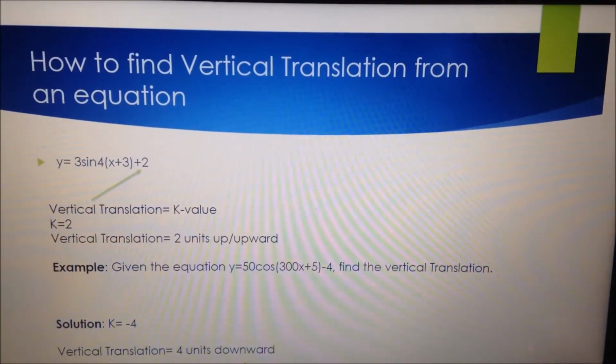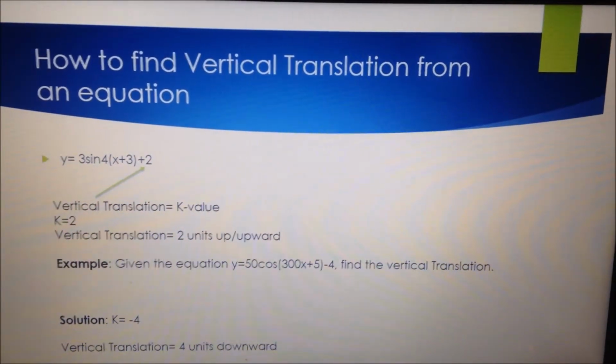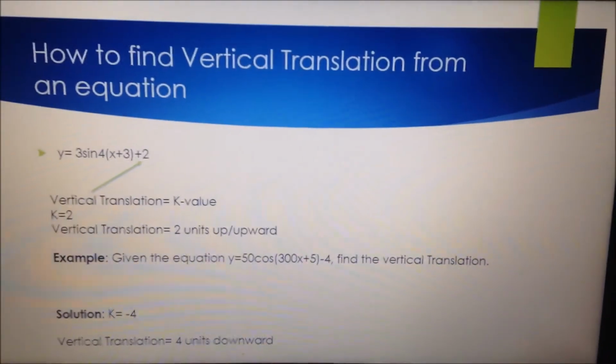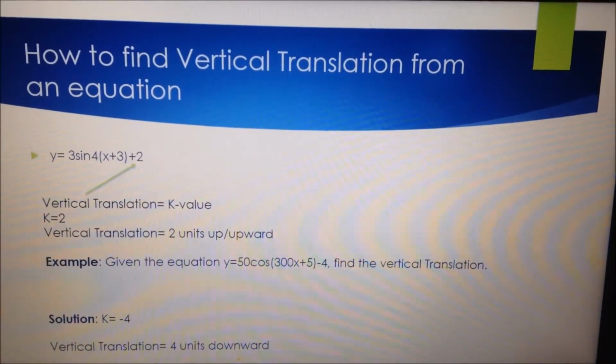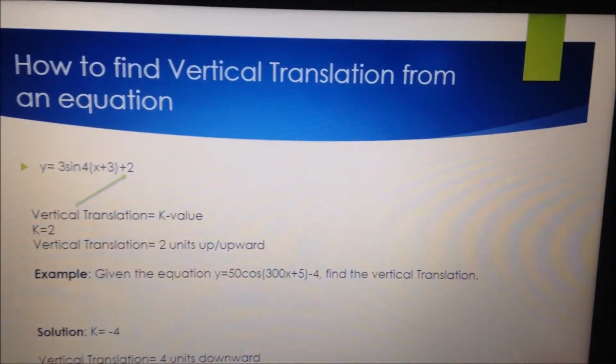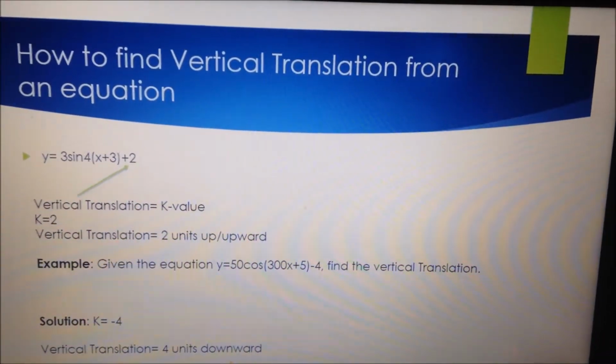So how do we find the vertical translation from an equation? So we have 3 sine 4x plus 3 plus 2. Well, the vertical translation is the k value. So if the k value is positive, it's going to be upward, or if the k value is negative, it's going to be downward. So in this case, the k value is 2, so the vertical translation is 2 units up.